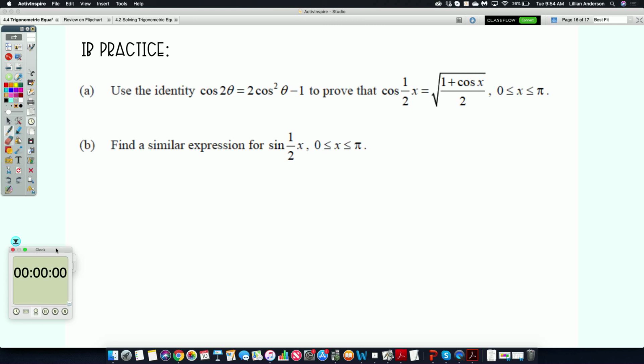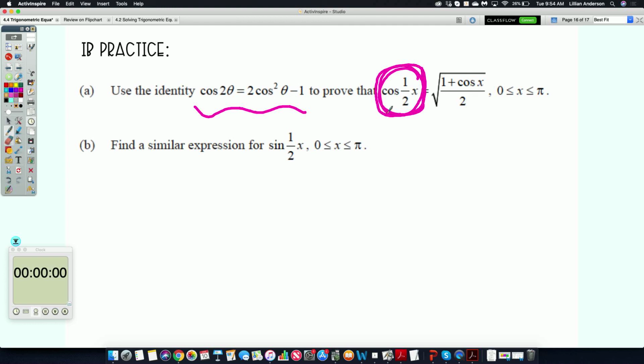Remember, in these types of problems, when we're trying to prove something, we work with one side to make it look like the other side. And since we were given this hint that we need to use the identity to do that, it would have been easier, if anything, to start with this side and try to make it look like the other side. This is the half angle identity for cosine. Pre-cal folks, it might have looked familiar from your journeys last year.